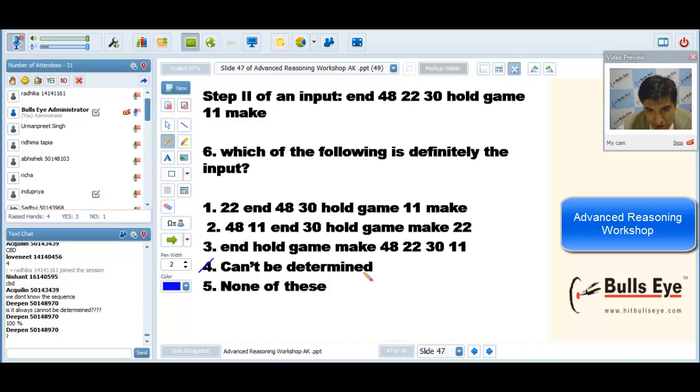Dipen, it is not always cannot be determined. Why? Because we have certain examples in which the process is clear. If the process is going through number wise, then it can be determined. You'll have to practice this.